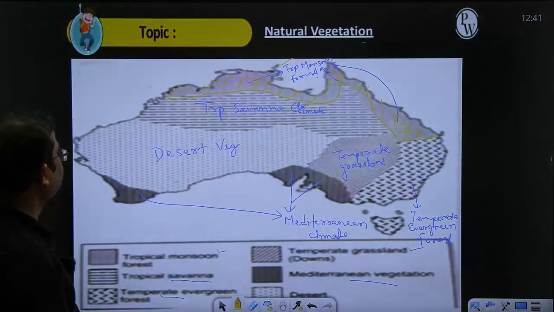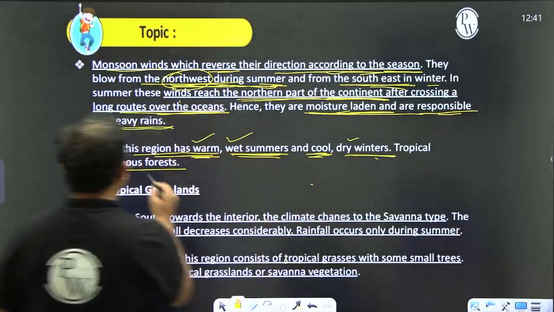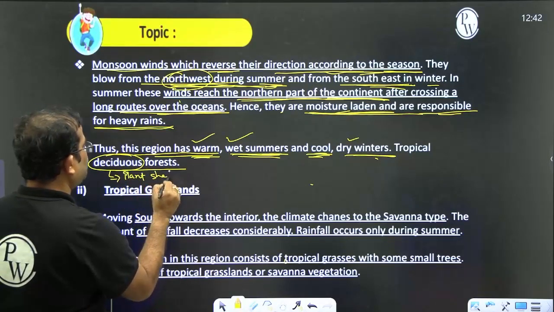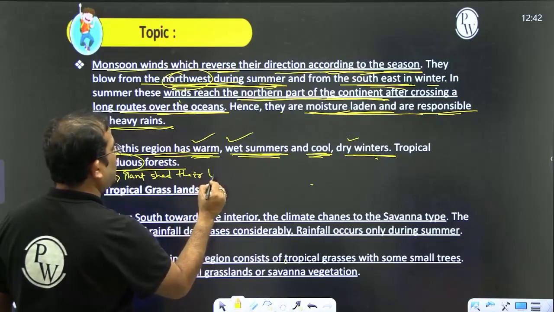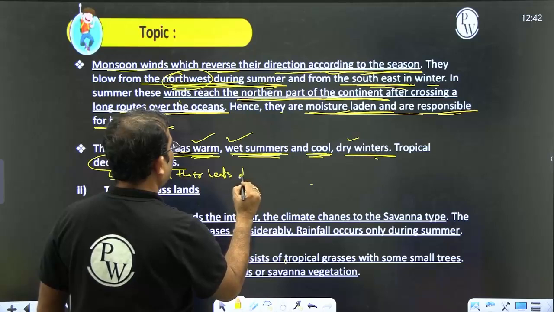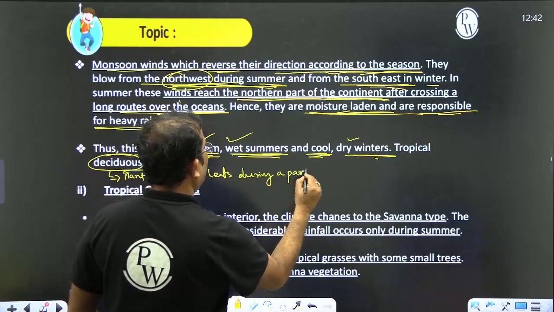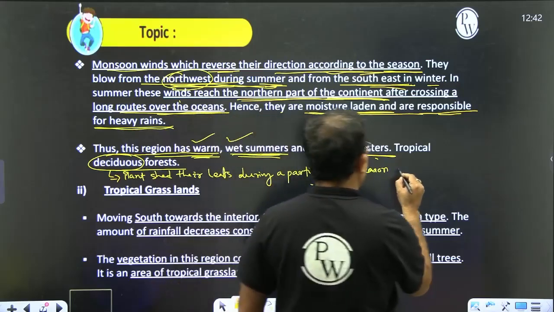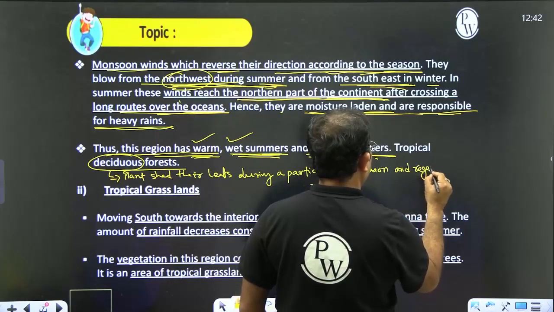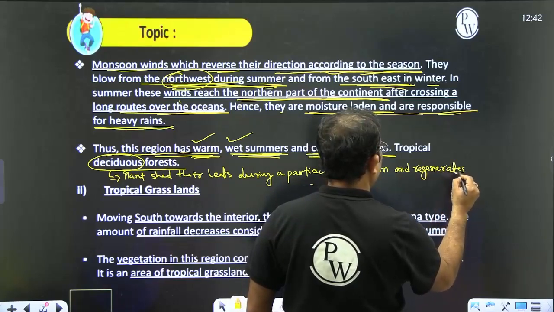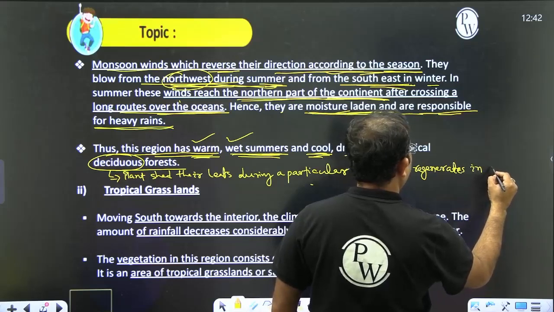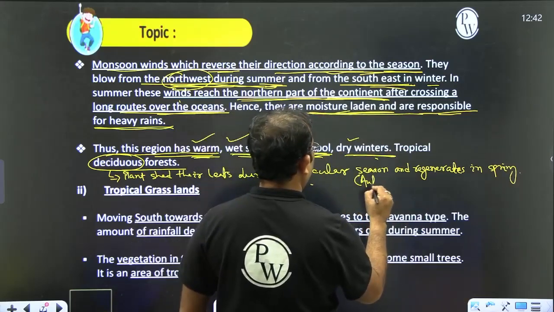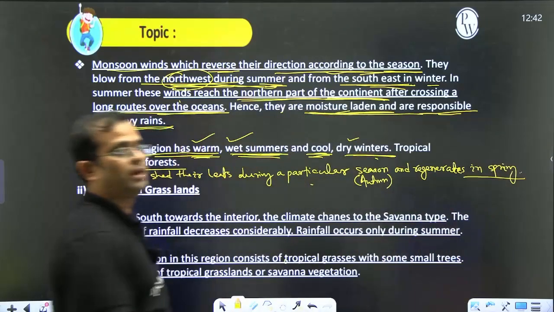Second, we will go for summer cool, dry and tropical deciduous. Deciduous means the plants or trees shed their leaves during a particular season, that is autumn, and regenerate in spring particularly.